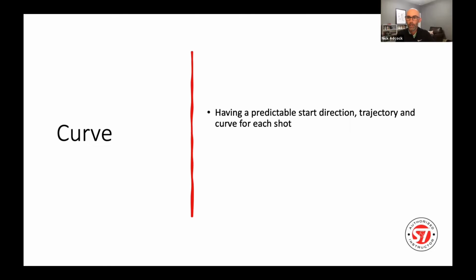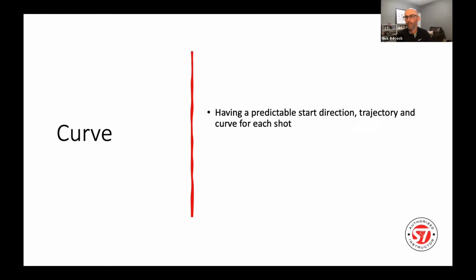So the third in our fundamentals is going to be curve. As Mike was saying, a predictable start direction, trajectory, and curve for each shot. That's really the mark of a ball striker. Now, as the skill levels change, you're going to have different levels of focus. So in the work on the PGA Tour, coaches are spending the majority of their time honing the curve. If it's windy, we work on flighted shots.